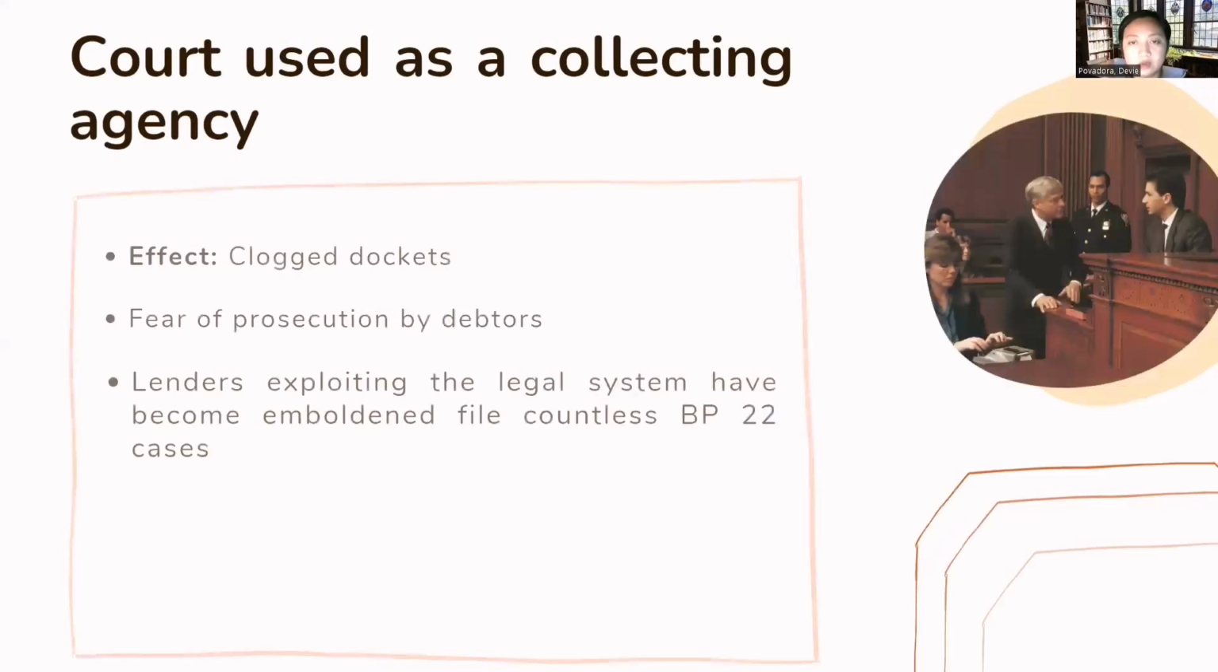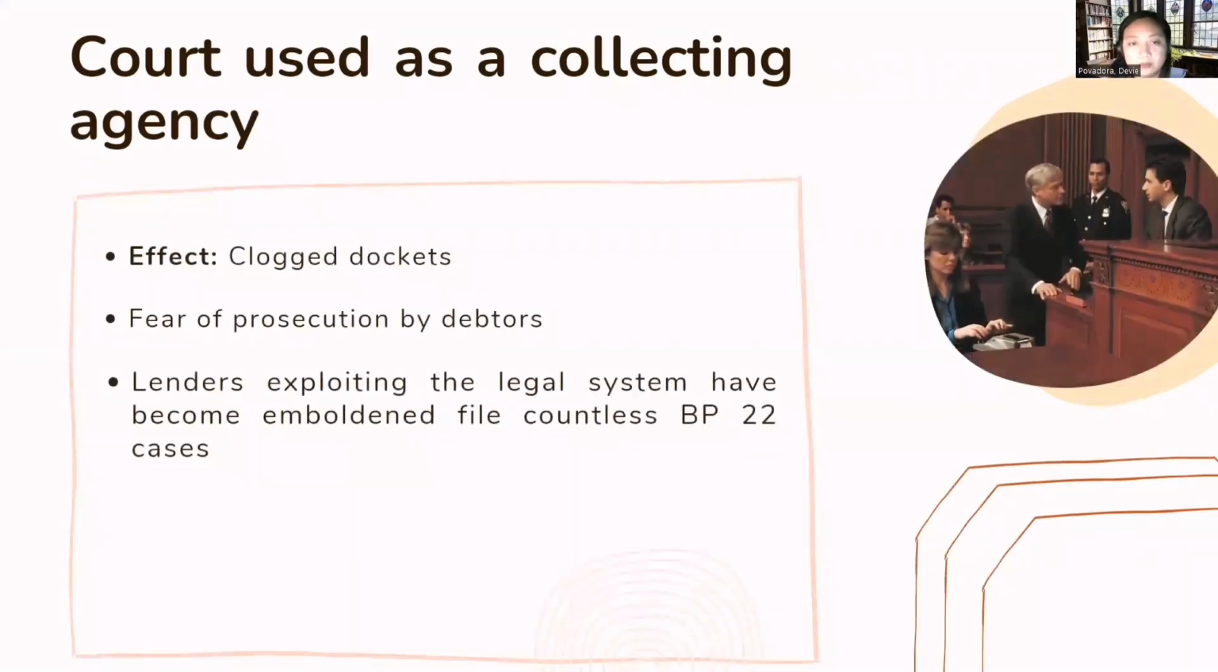Second would be using the court as a collecting agency. Before the year 2000, the practice of drawing and issuing bad checks was somehow deterred by the threat of imprisonment of the erring maker, drawer, or issuer under BP 22. The certainty of arrest after determination of probable cause, the rigors of trial, and the possibility of conviction were enough reasons to pay or honor the value of the checks.